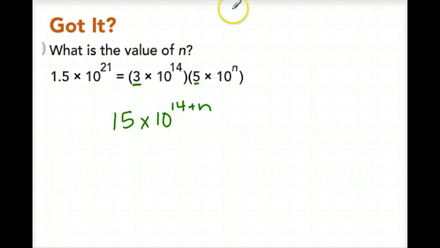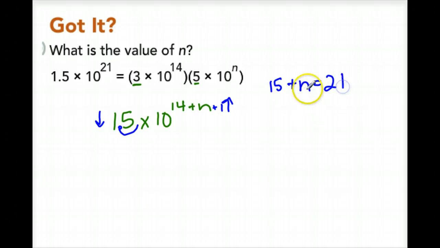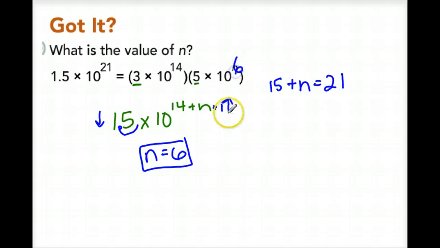Well, we know that this is not in scientific notation, so what do we have to do? Well, we're going to have to move the decimal over, which makes this smaller, which makes this one bigger. So we're going to add 1 up here. So we know that 14 plus n plus 1, so basically 15 plus n, needs to equal 21. So I'm going to put that over here. 15 plus n needs to equal 21. Well, what plus 15 equals 21? Well, that's easy. It's 6. So n equals 6. And if we checked it out, if we put 6 in here, we would get the correct answer.